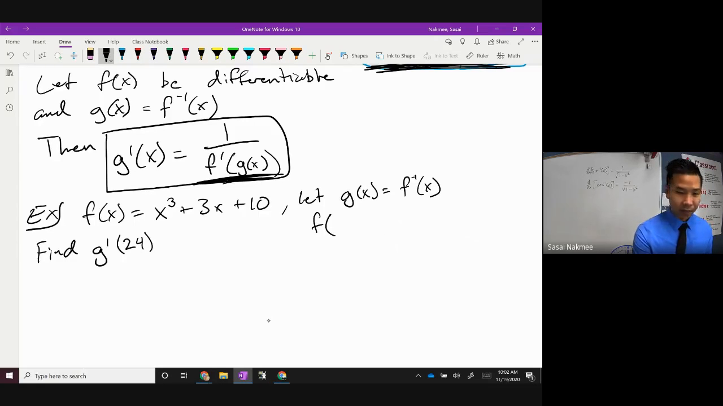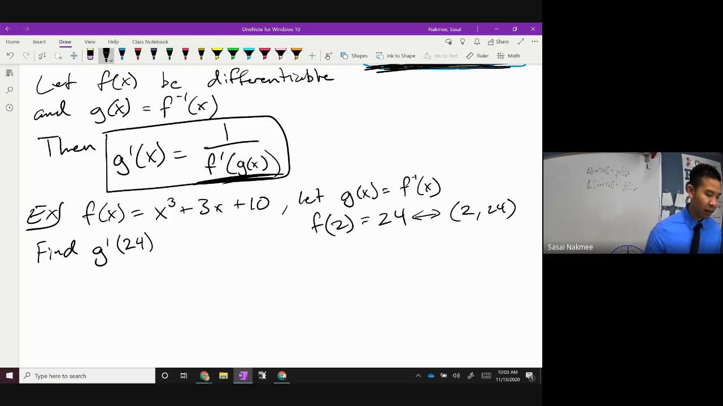So f of 2, right? If you plugged in 2 here, 2 cubed gives me 8, plus 3 times 2, which gives me 6. 8 plus 6 is 14. 14 plus 10 gives me 24. Most of the time, a lot of these problems are going to give you something like this. They're going to say f of 2 is equal to 24, or they'll write it as, you know that one point on this function f of x is (2, 24). These two things are saying the same thing.